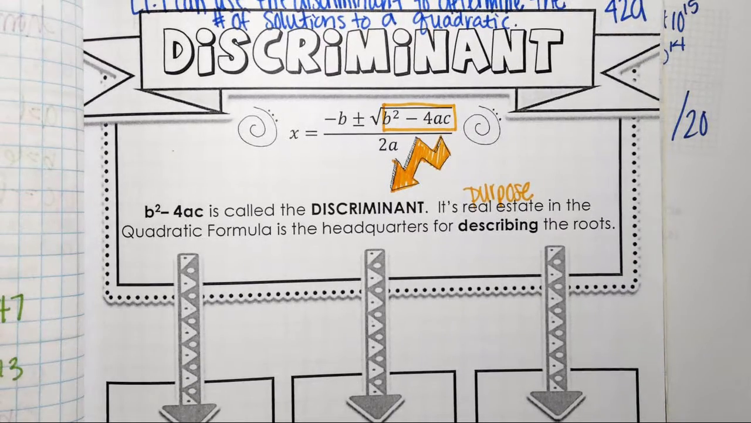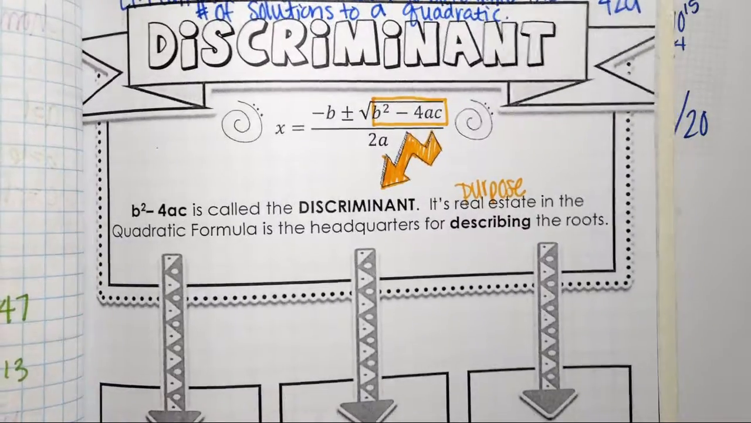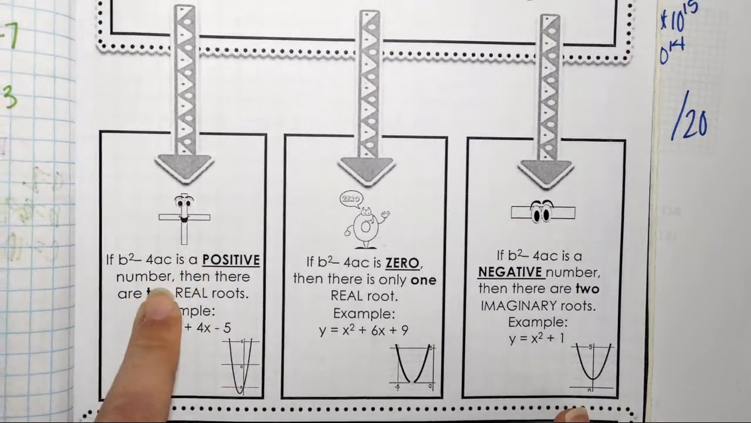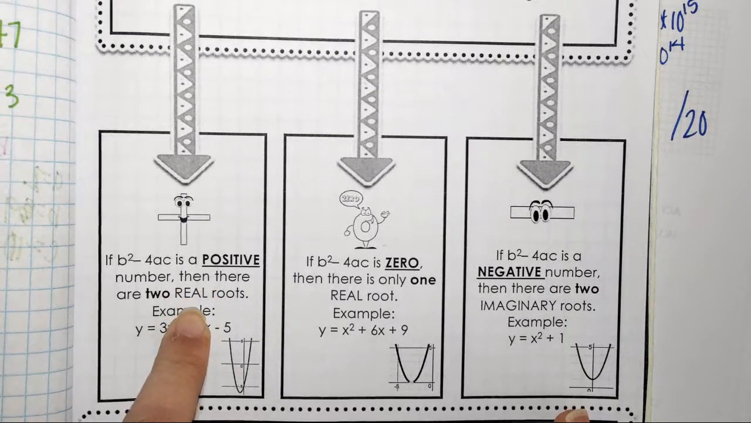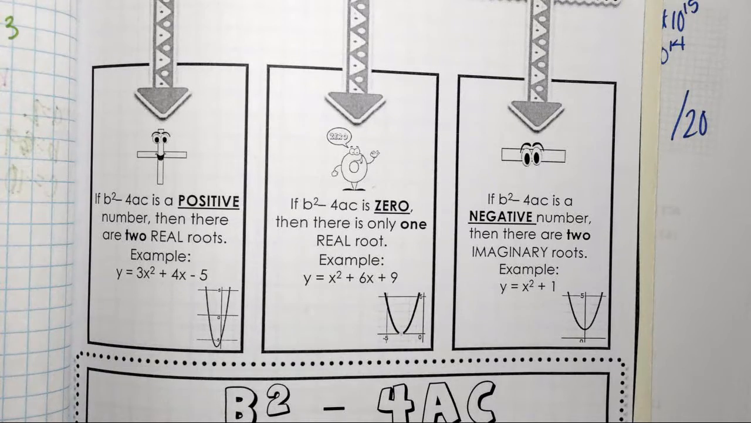All right, are we ready? All right, so it says if b squared minus 4ac is a positive number, then there are 2 real roots, which means that it looks like this. Now, it gives us an example, and let's prove what our discriminant is.